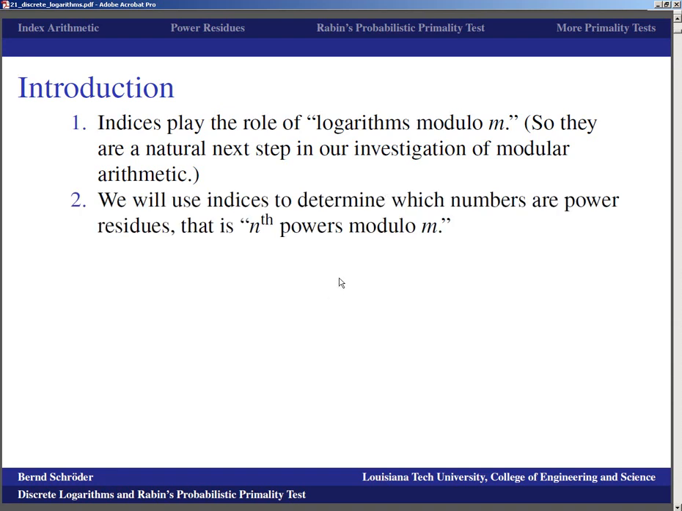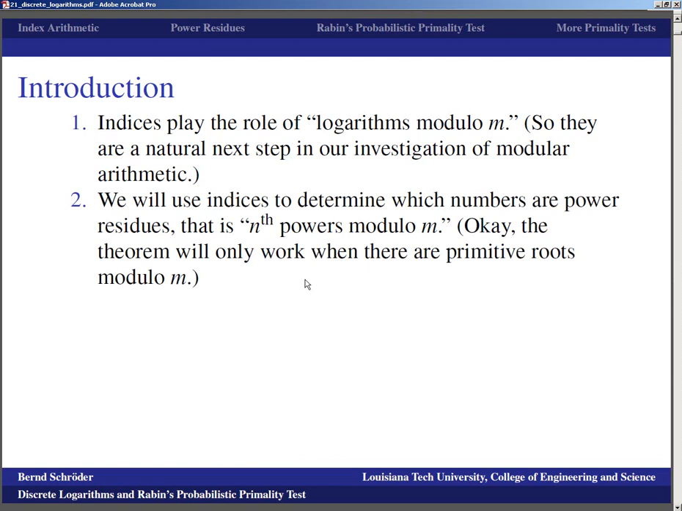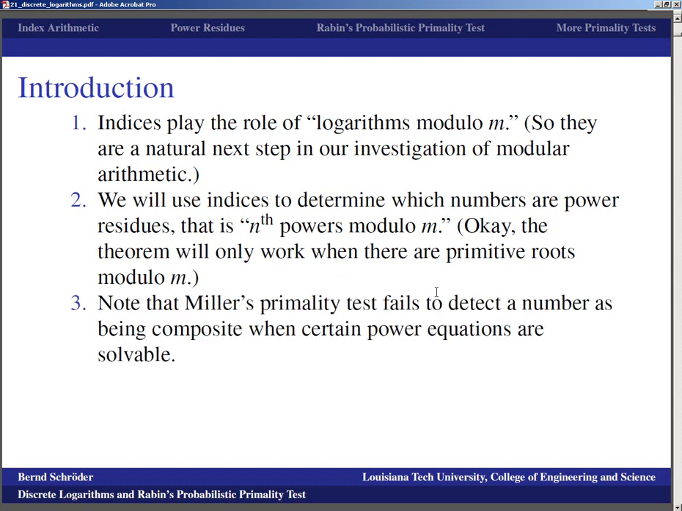We will use these indices to determine which numbers are power residues, and power residues, these things here, are basically just nth powers modulo m. And the theorem that we will have will only work when there are primitive roots modulo m, but that'll be just fine because we're going to do everything else in modular arithmetic, modulo primes and prime powers.